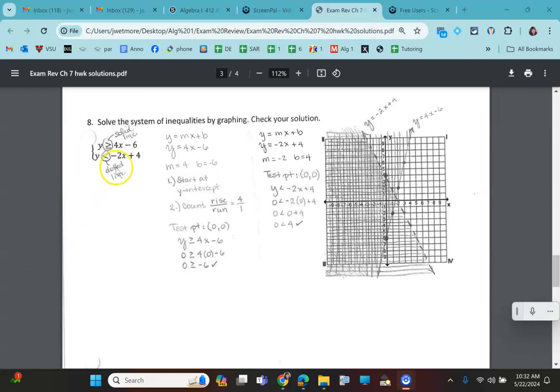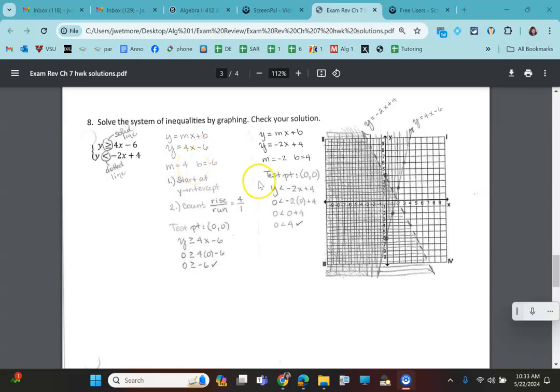So for number 8, when I'm solving a system of inequalities by graphing, the first thing I'm going to do is graph this just as if it said equal to. So this y is greater than or equal to 4x minus 6, I'm just going to write that as if it said equal to. And so I could graph this since it's already in slope-intercept form. I could say my slope is 4 and my y-intercept is negative 6.